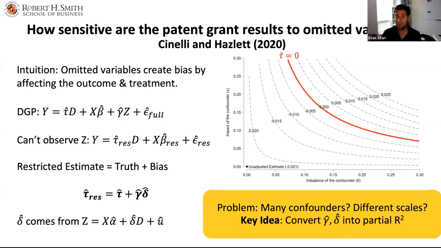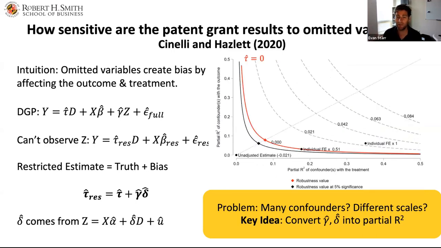So the key idea in Cinelli and Hazlett is that we can convert these delta and gamma values into partial R squareds. So if you do that, the graph then looks like this. Now all I've changed here is I've made the y-axis the partial R squared of all potential confounders with the outcome, and the x-axis the partial R squared of confounders with the treatment. So everything is conceptually the same. It's just that now instead of the coefficient, I have partial R squareds.